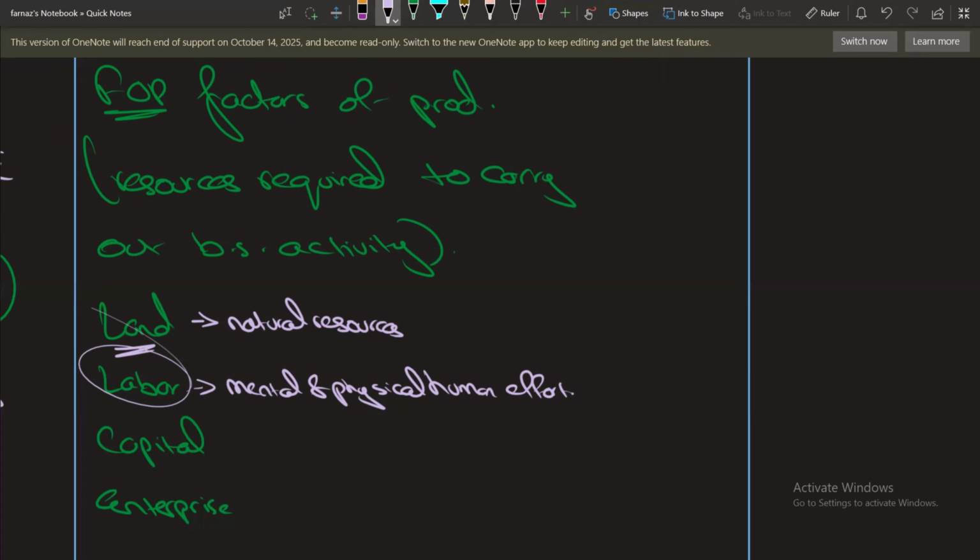Then comes capital. Capital is man-made resource. Any kind of man-made resource is capital. Whenever capital comes to mind, people say finance. Now, here we're talking about man-made resources, machinery as an example. The coffee machine is a capital for your business. A delivery truck is a capital for your business.